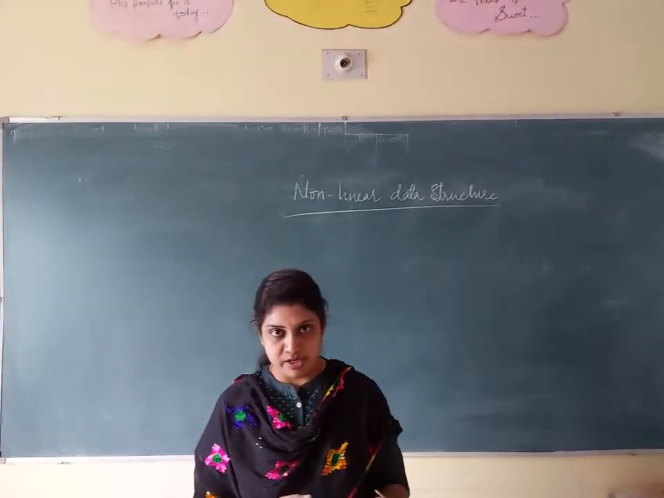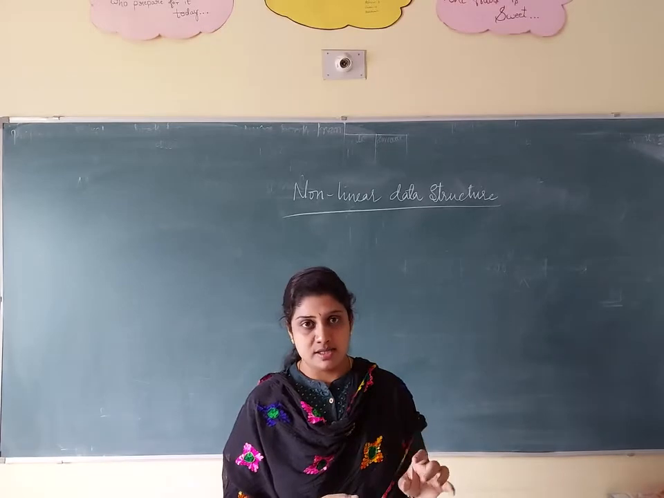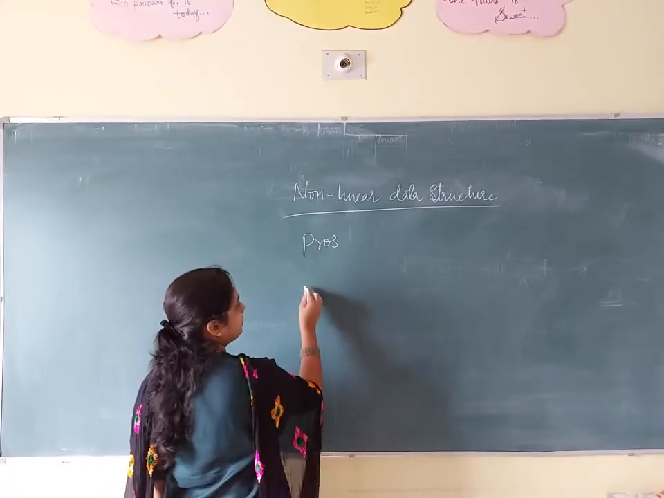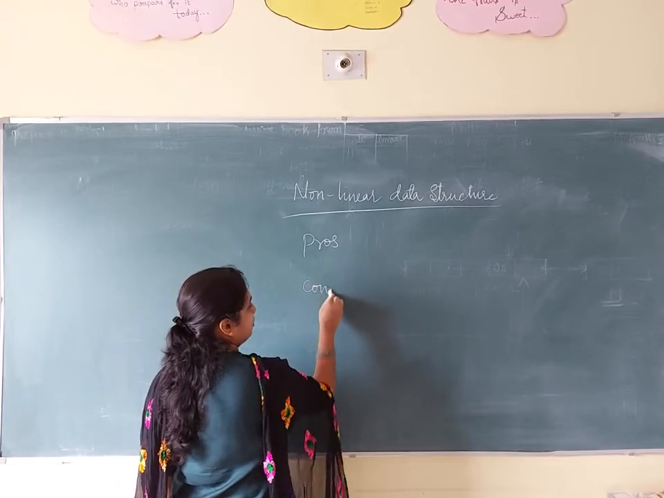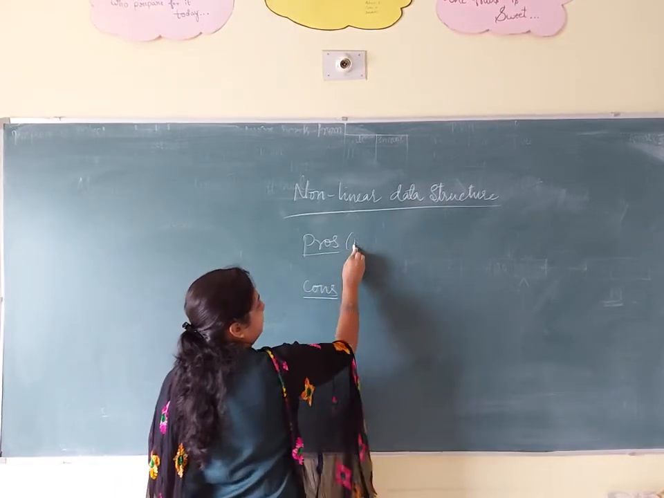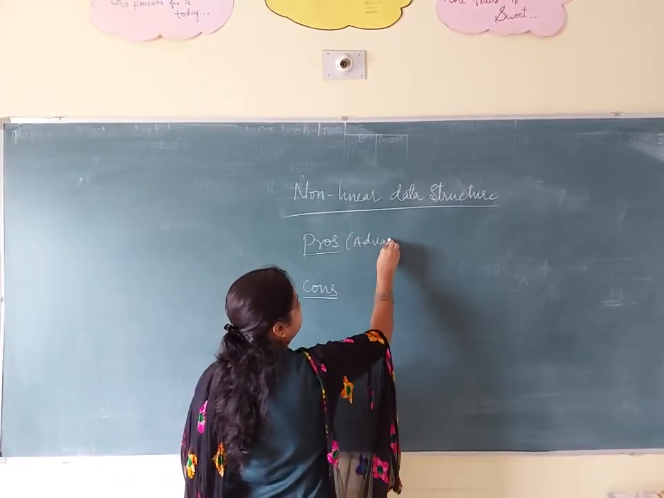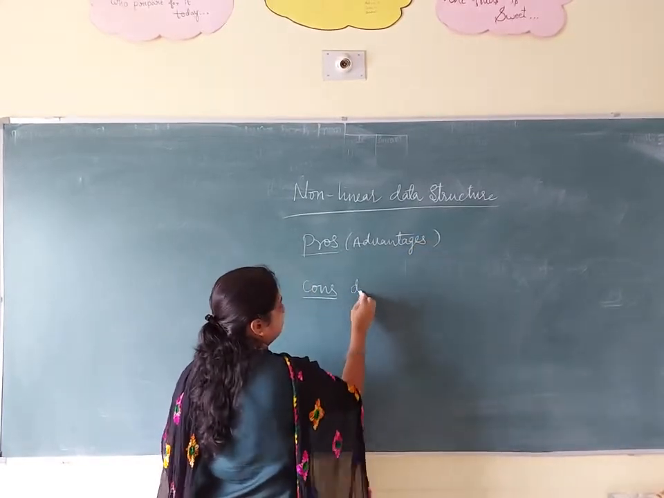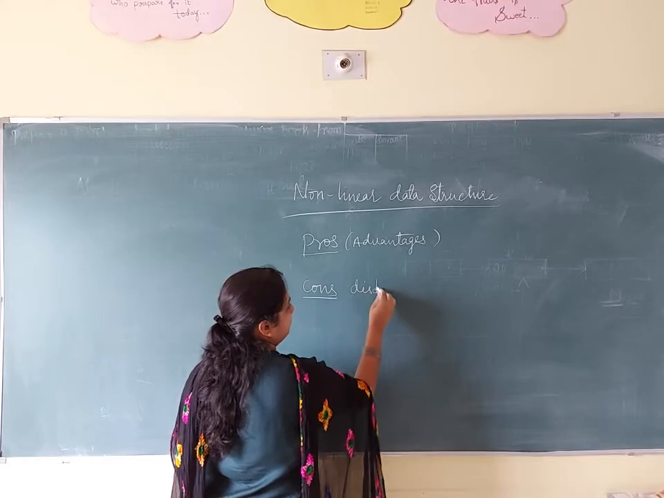Pros means advantages, cons means disadvantages. Pros means advantages. Second one is cons, which means disadvantages.